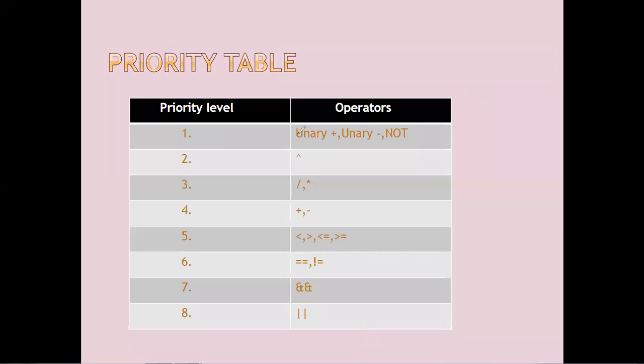Fine. So first of all, the first priority is the unary operators, that is plus, minus. These are the priority levels we can say. The second priority is given to the raise-to operator. Okay, so the raise-to operator gets higher priority compared to plus and minus. Then division and multiplication. Division and multiplication have higher priority as compared to plus and minus.